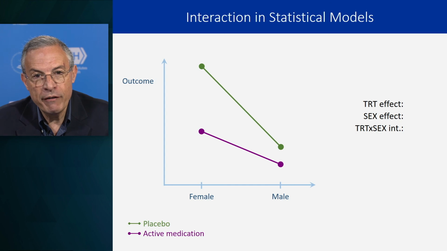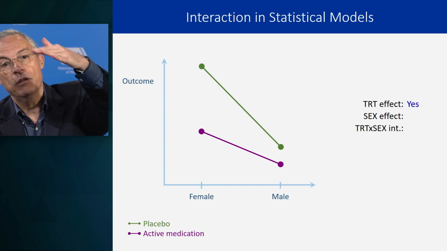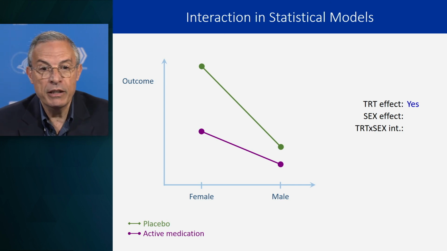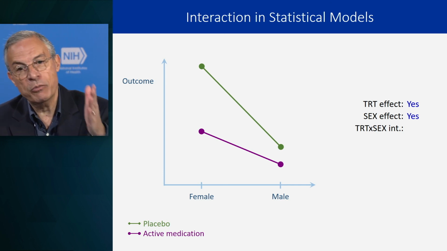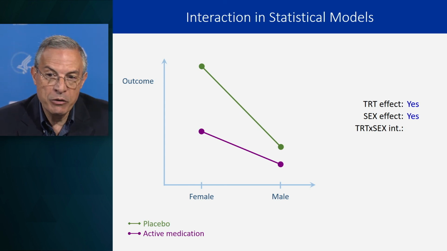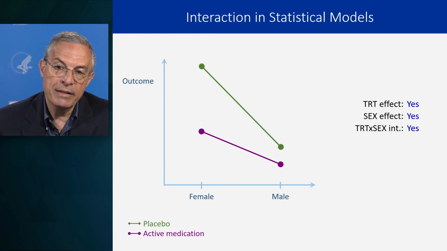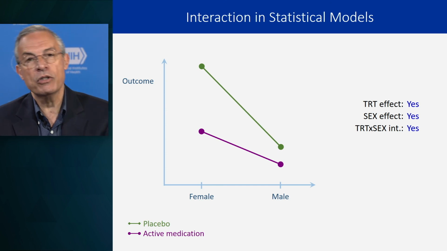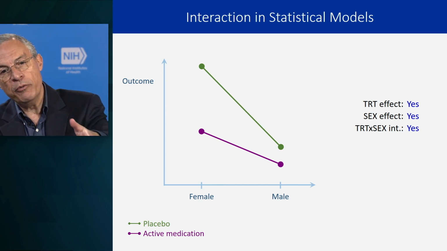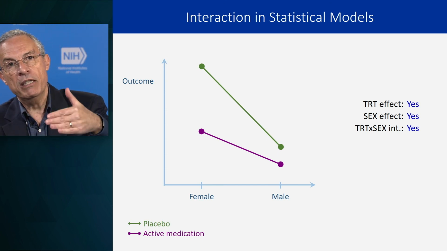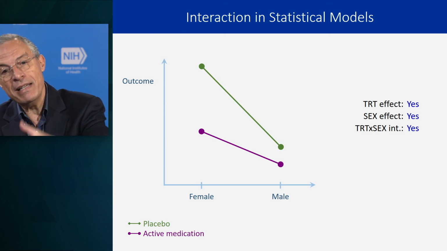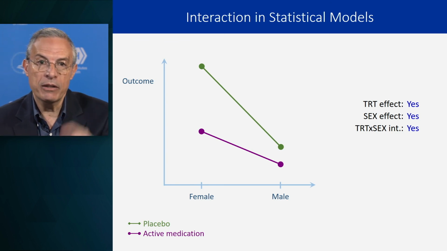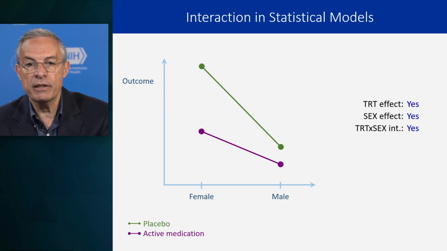Is there a treatment effect? Yes. The green line is clearly above the purple line. Is there a sex effect? Yes. Females smoke more than males. Is there a treatment by sex interaction? Yes. This is called a quantitative interaction. It goes in the same direction. For both females and males, the medication does good, but it does good less for males than for females. The distance is bigger for females than for males.